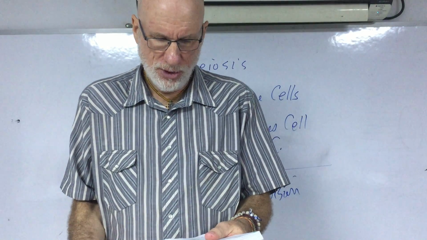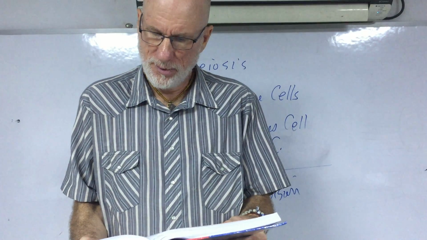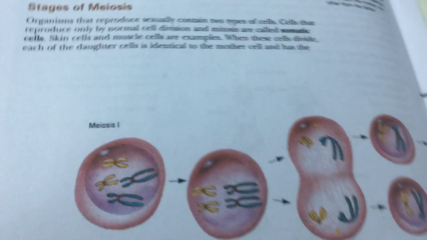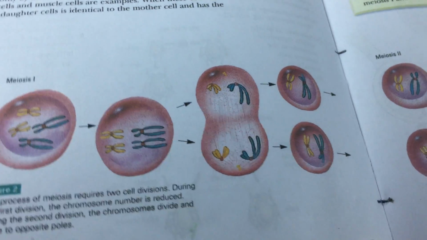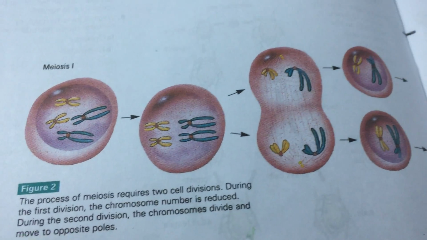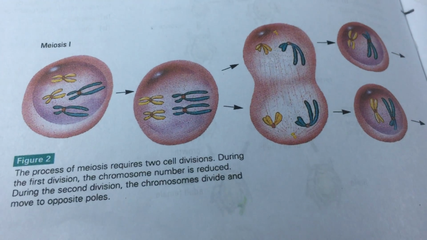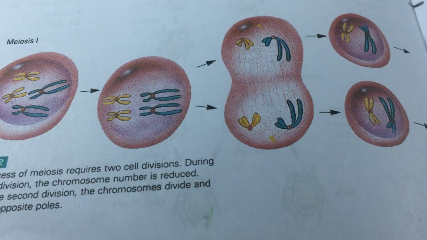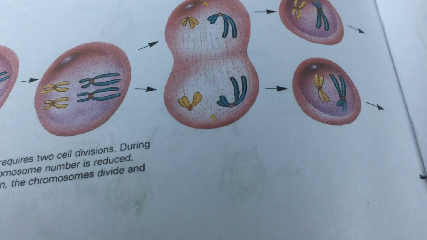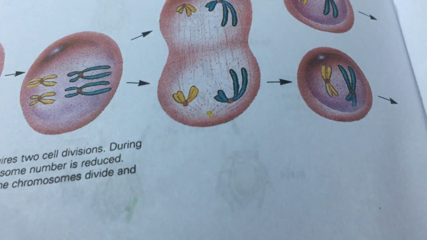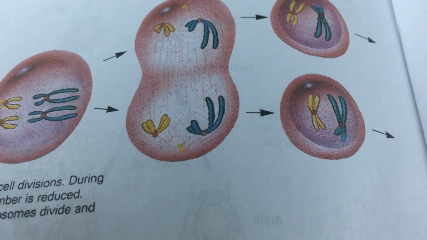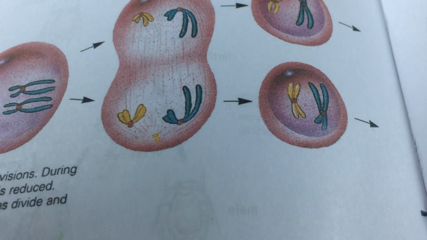Okay, so you have, can you see it? I'm having a hard time holding it up here. Is that it? Okay, so it says figure 2. Let's look at figure 2. The process of meiosis requires 2 cell divisions. During the first division, the chromosome number is reduced, right? Yes. During the second division, the chromosomes divide and move to opposite poles.